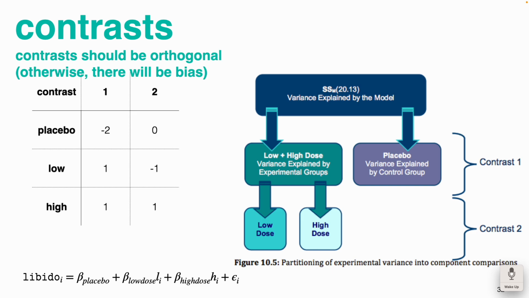Sorry? In the chart, in the second stage. The second stage? So, it's like down here? In this chart only, in Contrast 2, I think he's talking about. Why is there no placebo in contrast one? Okay, contrast 1. Yeah. The placebo is variance explained by the control group, and here we have experimental groups.